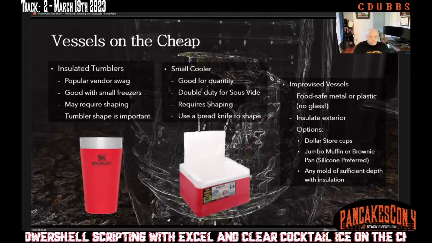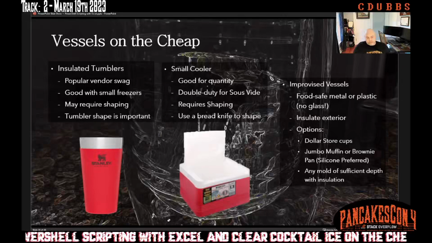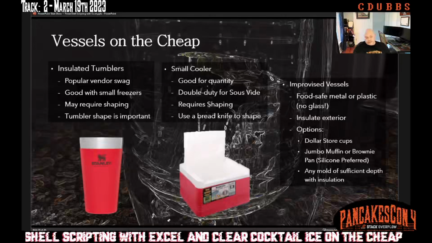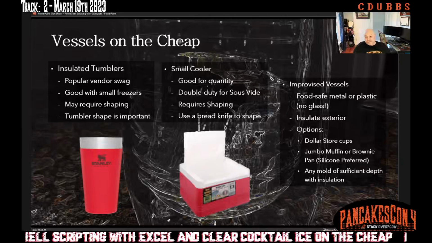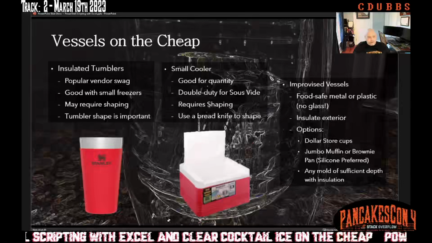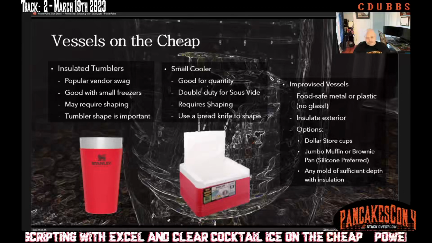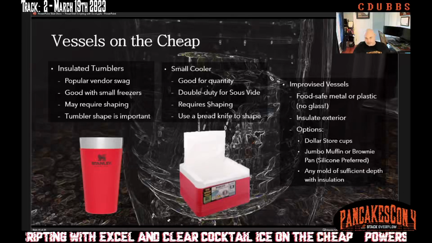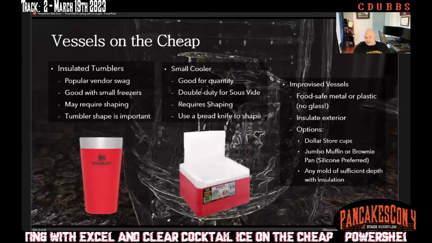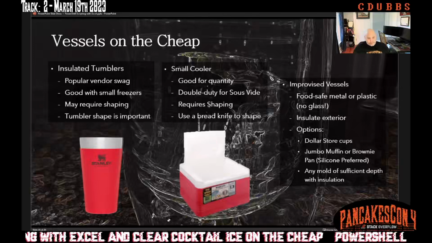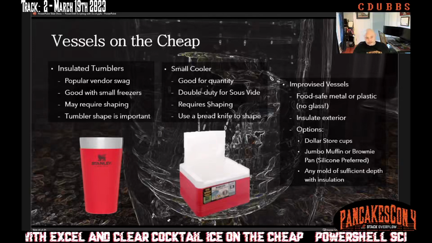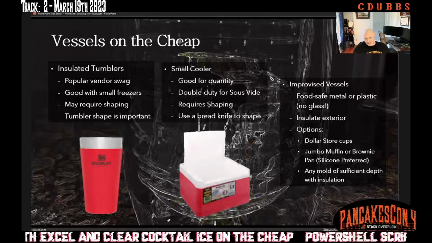And then there are also improvised vessels. Let's say you have neither of those things. If you have a vessel that is made of food safe metal, like a cocktail shaker, or food safe plastic that can go in the freezer, you can insulate the exterior. There are a number of ways you can do that. You can use packing material. Meal kits and things like that will come with different types of foams.